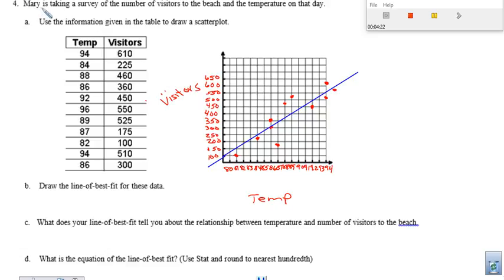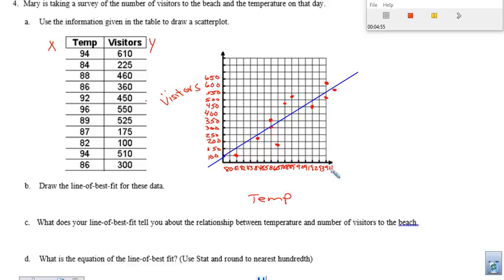If we look at number 4, Mary is taking a survey of the number of visitors to the beach and the temperature that day. She wants to see if there's a relationship or a correlation between how warm it is outside and the number of visitors at the beach. This is the information that she came up with, the number of visitors versus the temperature. So this is your X and these are your Y's. Your X-axis should be labeled temperature, the Y-axis is labeled visitors, and then you need to think about your range when you're doing your scale here.